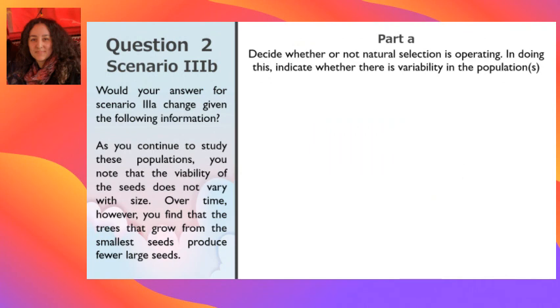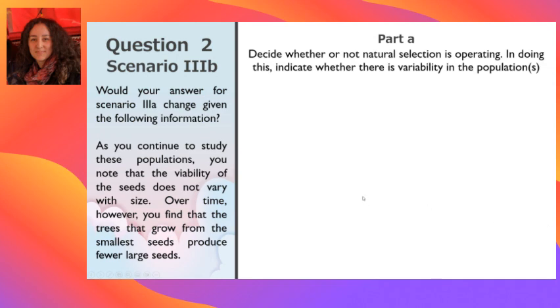So scenario 3, part B, would your answer for scenario 3A change given the following information? As you continue to study these populations, you know that the viability of seeds does not vary with size. Over time, however, you find that the trees that grow from the smallest seeds produce fewer large seeds. So there's no viability difference between the seeds. Any size seed has the same chance of growing a new tree. But trees that are grown from the smallest seeds produce fewer large seeds.